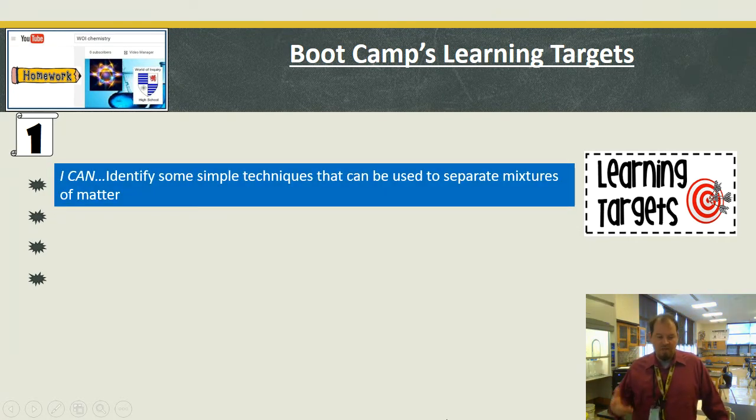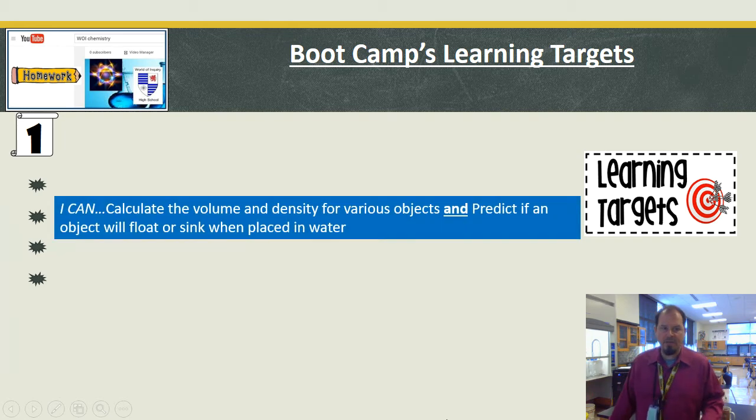I have salt, I have water, and I have sand all mixed up. Or, better yet, I have sand and salt in a beaker. How do I separate the sand and the salt? We'll get into how we can do that. Okay. Calculate the volume and density of various objects. This will be lab. And then we will have to infer whether it will be able to float or not based on the density of water and comparing the two.